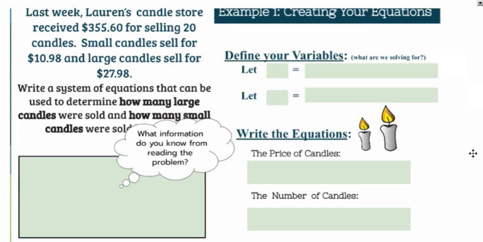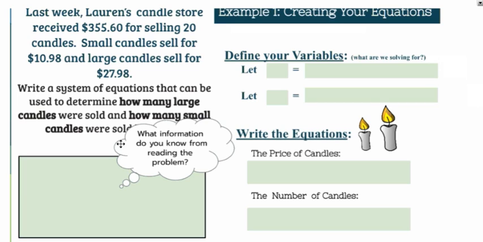Example number 1 is going to help us create our equations. The problem reads, last week, Lauren's Candle Store received $355.60 for selling 20 candles. Small candles sell for $10.98 and large candles sell for $27.98. Write a system of equations that can be used to determine how many large candles were sold and how many small candles were sold.